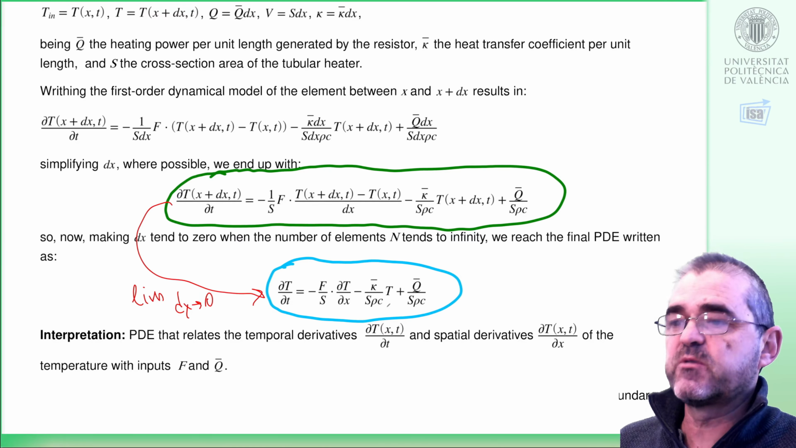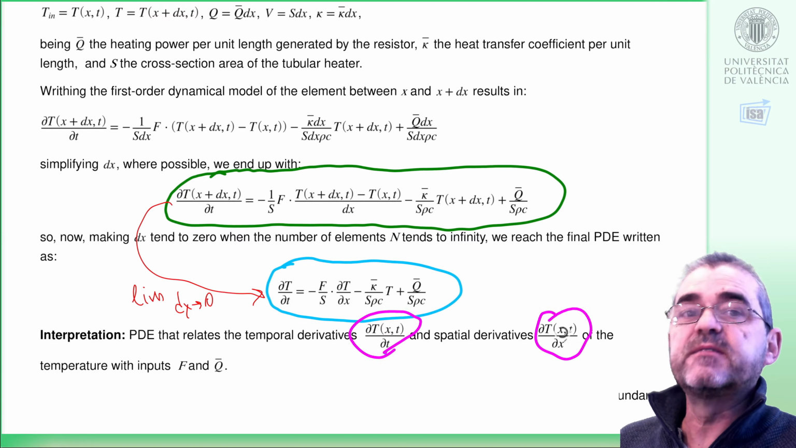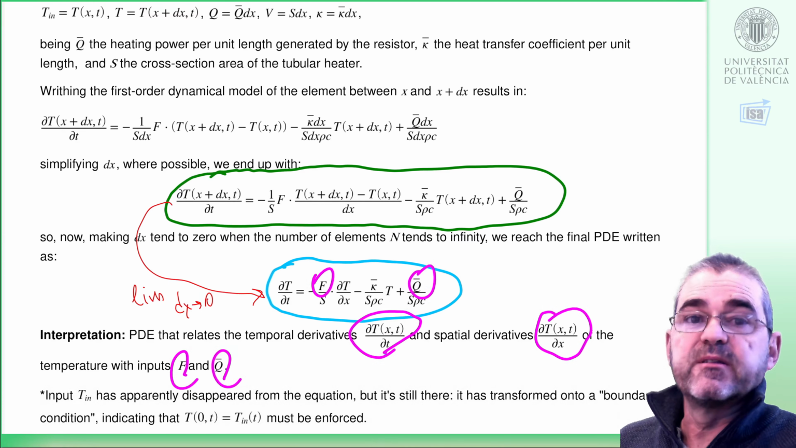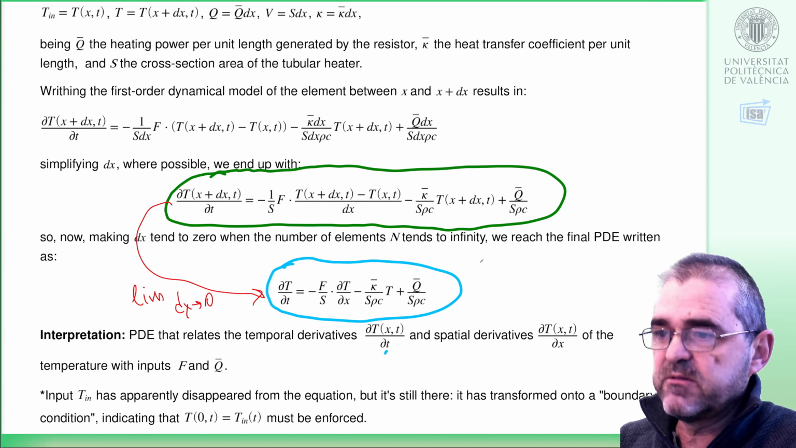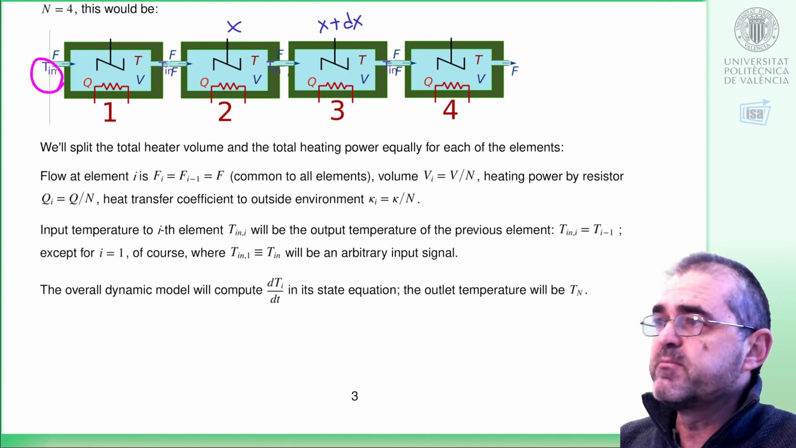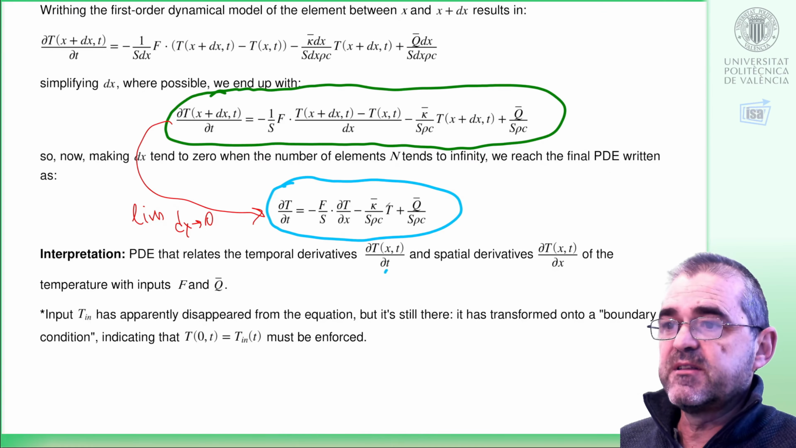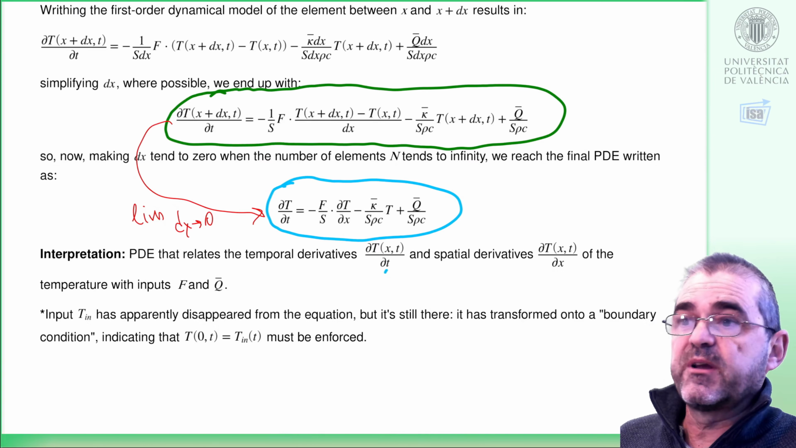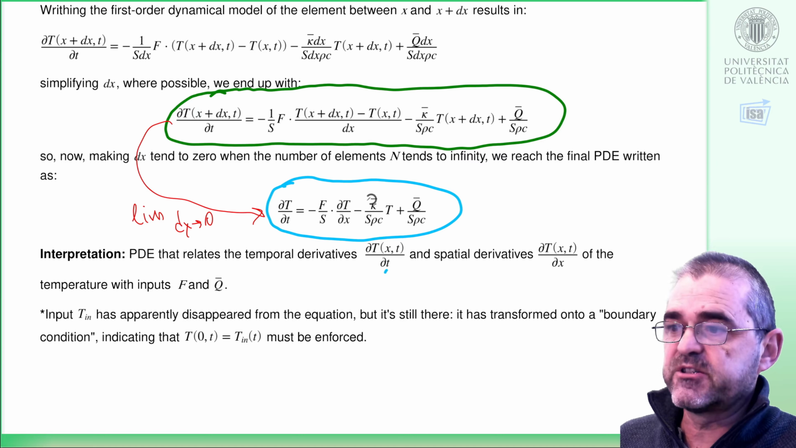This is a partial differential equation that relates temporal derivatives and spatial derivatives with inputs, flow, and power per unit length of the resistor. Now, from an engineering point of view, we can say, hey, we had an input to the heater, which was the input temperature. How the hell did it disappear from this equation? Well, it has disappeared from the equation, but it's still there because in order to solve these equations, we need to fix the so-called boundary conditions.